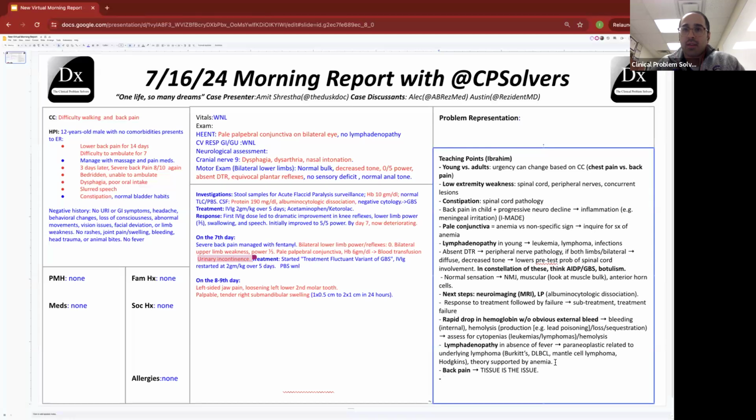And as far as what else to do from there, I would also be very curious to know, in addition to the initial LP, if flow cytometry was ever sent off of it, just to see if we potentially could have picked up lymphoma there if there was CNS involvement.